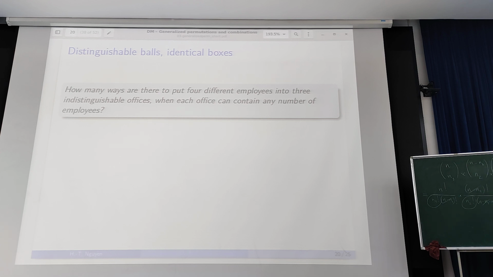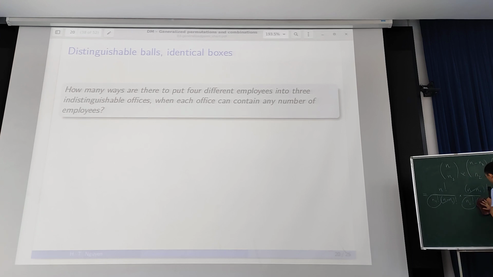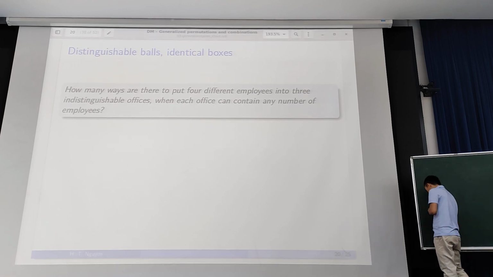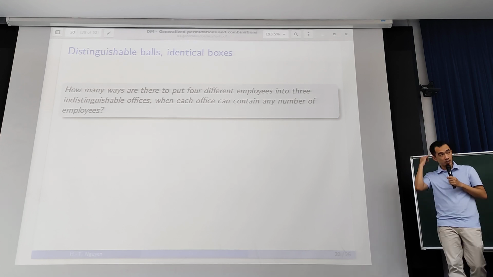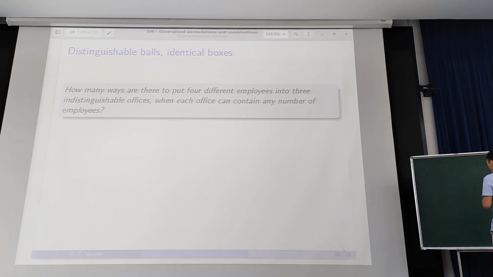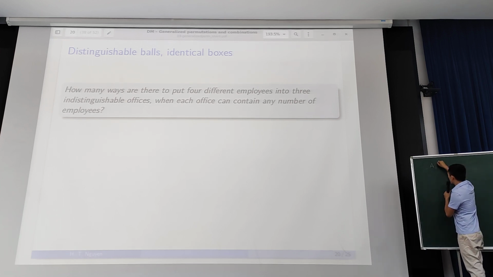Now, as with the previous example, before we derive some formulas, we have to look at the small cases and try to guess. So let us investigate this example. You have 3 offices, you have 4 different employees. Let's say that our employees are named A, B, C, and D.